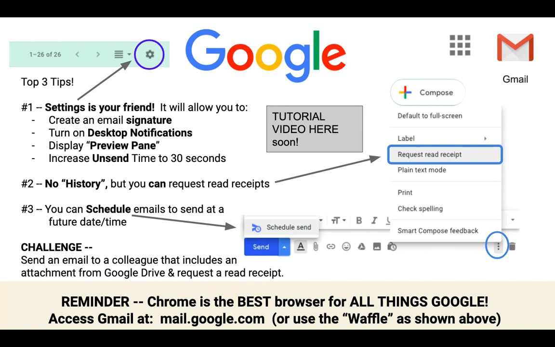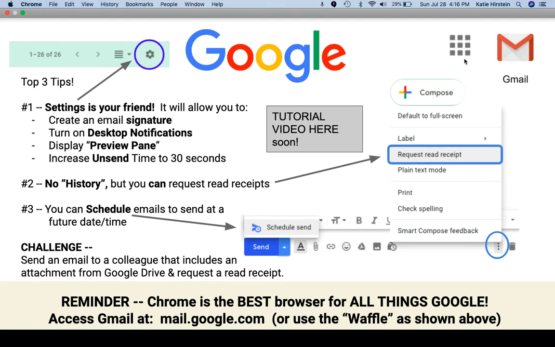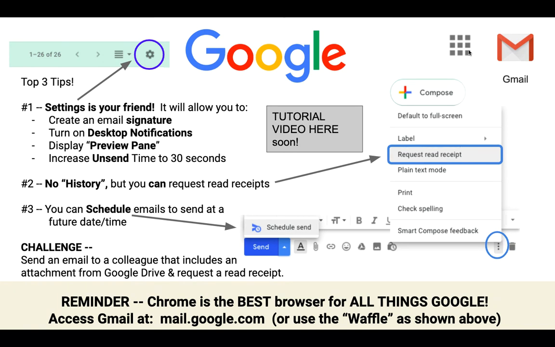To access Gmail, you can either go to mail.google.com or you can use the waffle as shown above and then click on Gmail. But our top 3 tips, the first is settings is your friend. And I'm going to show you really quick how to create an email signature, turn on desktop notifications, display a preview pane, which will make sense when I show it to you. It's how First Class showed a lot of the emails, and then increase the unsend time to 30 seconds.